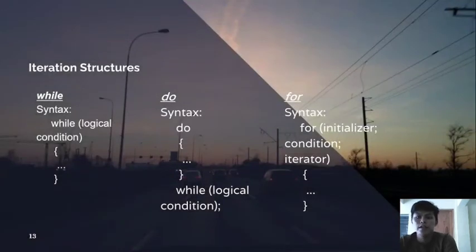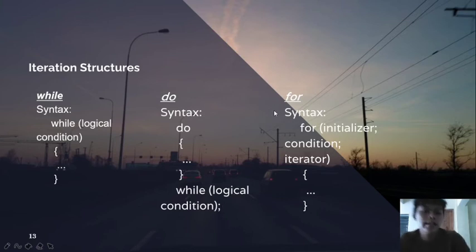Second structure is the iteration structure. Iteration structures are while, do, and for. In the syntax of while, there is a logical condition, then it executes the statement. For do, in the syntax, it executes the statement first, then checks the logical condition. Do, then statement, then while, then logical condition, then it exits.